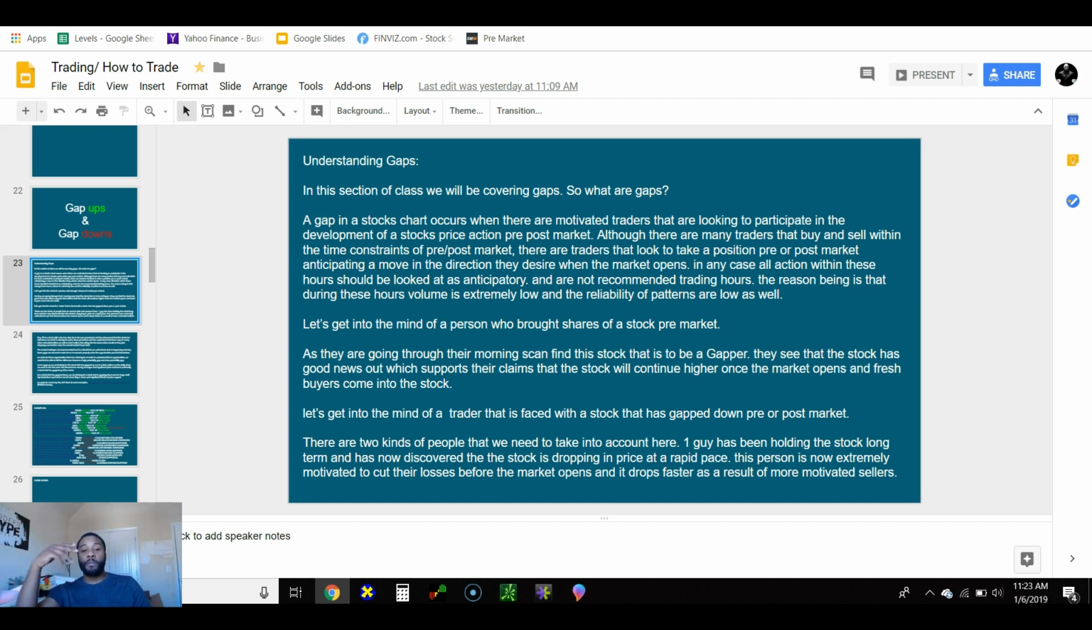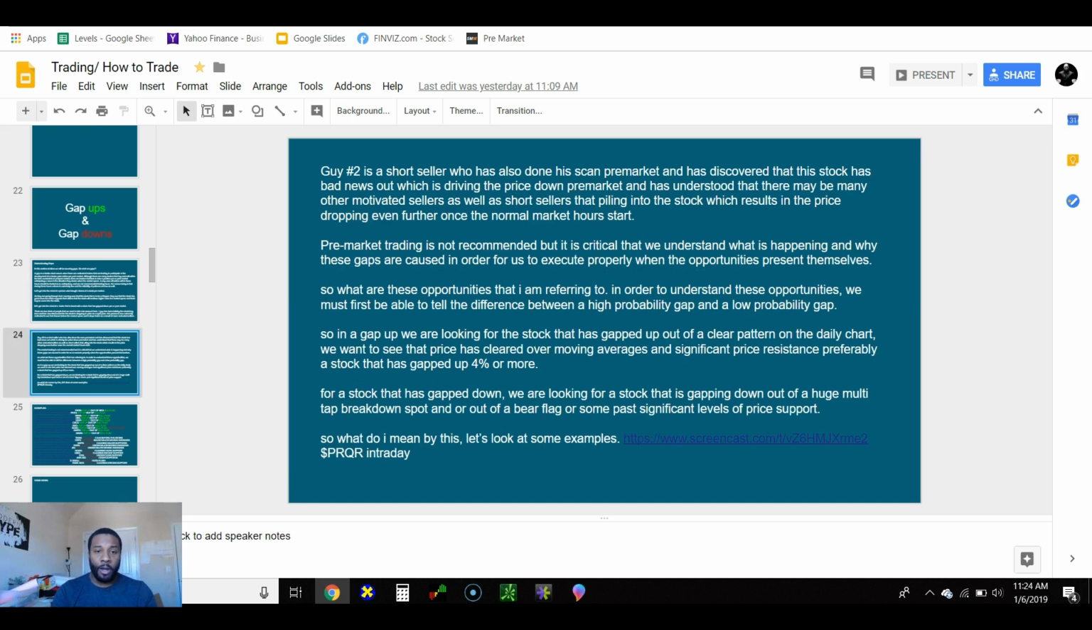This person is extremely motivated to cut their losses before the market opens, and the stock drops faster as a result of more motivated sellers. So there'll be people selling pre-market, and then when the market opens at 9:30, there'll be more people selling, saying, I'm cutting my loss, I'm selling this stock. Then there are the latecomers that come in at 10 o'clock, and even more latecomers at 12. So let's keep on going.